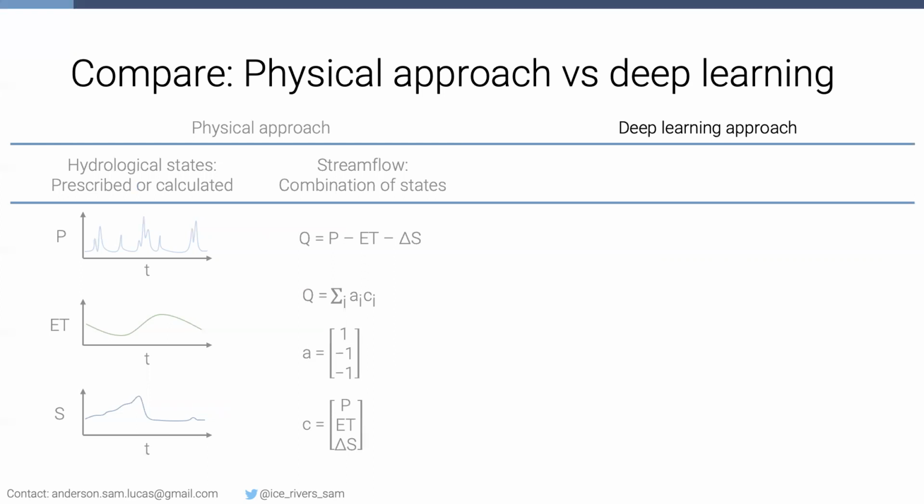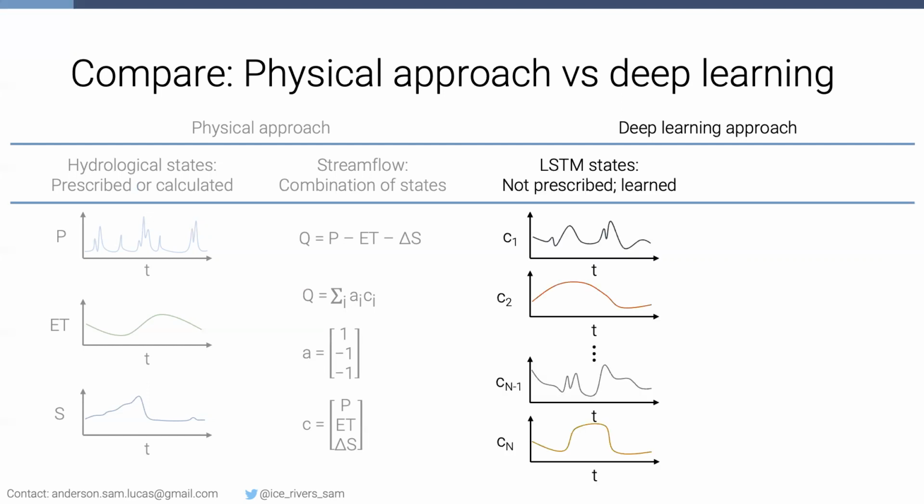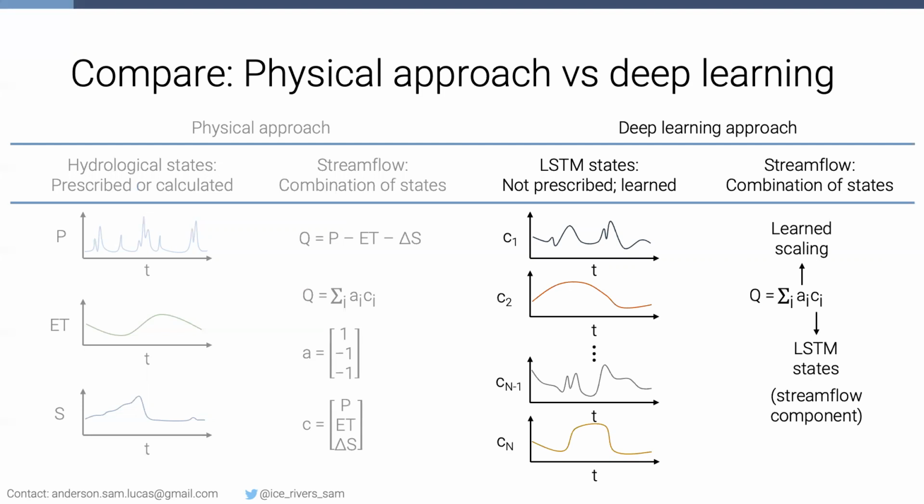Now, let's compare these ideas with the deep learning approach, which is actually quite similar. Instead of the prescribed hydrological states, there are states within the LSTM model that are learned. So these are time series components of streamflow whose form is determined by the data alone. Streamflow then is calculated as a combination of these states. The key difference between the two approaches is that here, both the scalings A and the states C are learned from the data to best fit Q, rather than having any prescribed form or sign, as was the physical case.